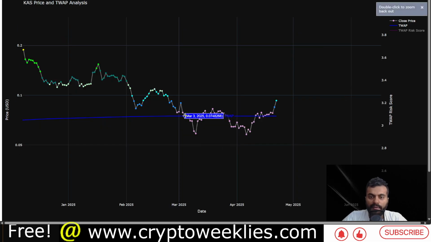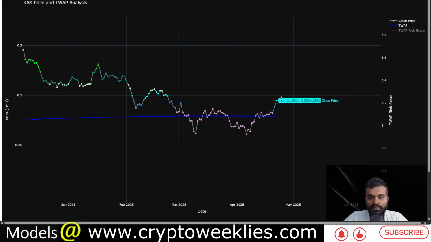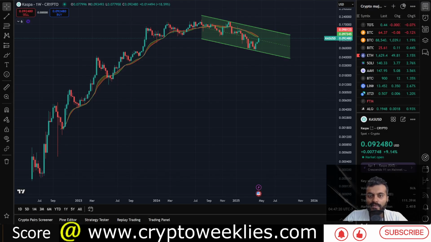Kaspa did make its head down from the time-weighted average price first in early March of 2025 and then early April of 2025. Now with the price up with respect to the time-weighted average price, the price is at around 9 cents, and the time-weighted average price is at about 7.5 cents. You can see using this model over here.